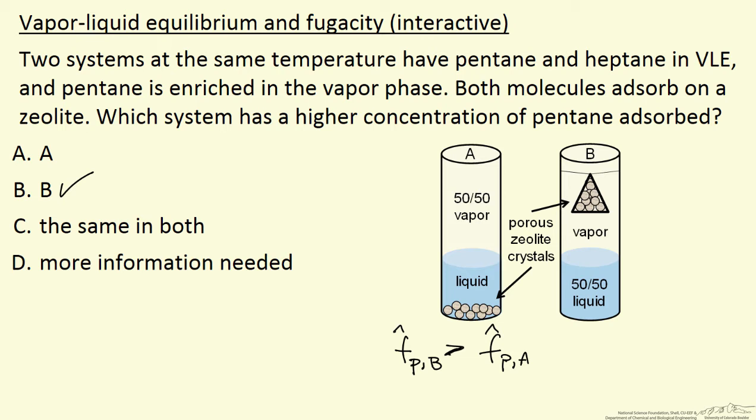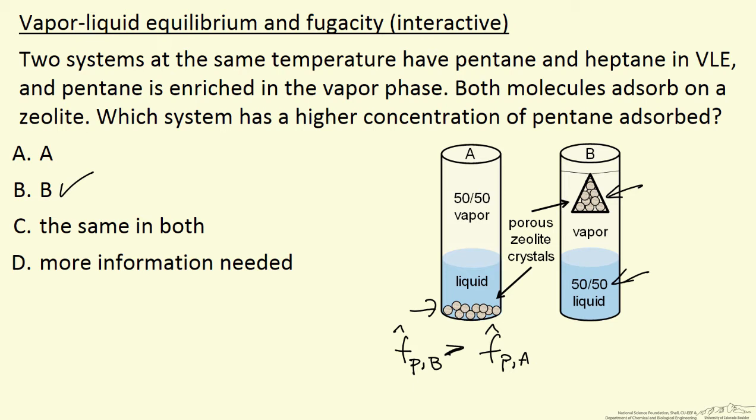And it does not matter whether zeolite is in the liquid or the vapor phase. If I had switched and put this zeolite in the liquid phase, the answer would not change. If I moved this zeolite to the vapor phase, the answer would not change. Why is the fugacity higher for pentane in B?